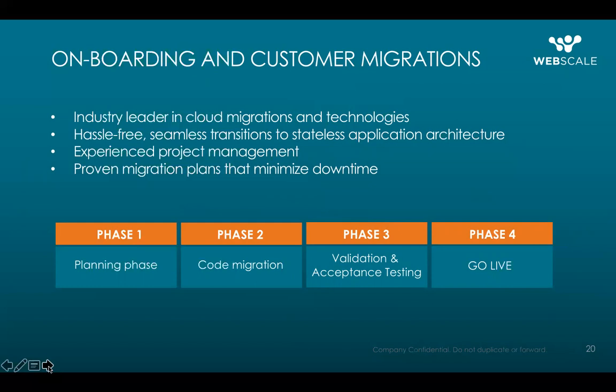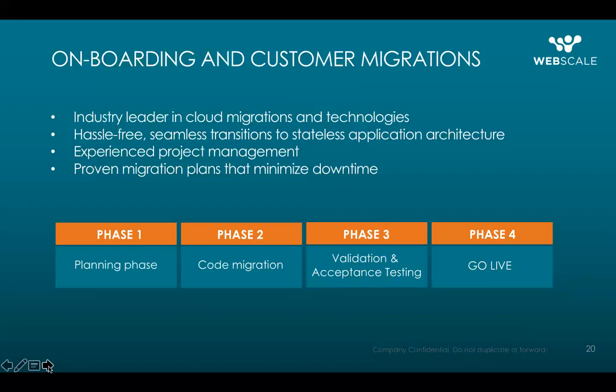But what we've done is, because we've migrated over 700 applications to the cloud, we have these templates, we have these blueprints of how to migrate applications through an automated framework. And really what that means is it's a hassle-free, seamless transition. And when we're transitioning it to stateless application architecture and infrastructure, that really reduces a lot of the friction points that would otherwise be there in a manual process. And so because we've done that so many times, we're experienced at this, we have those plans that mitigate any downtime as customers are migrating their applications.